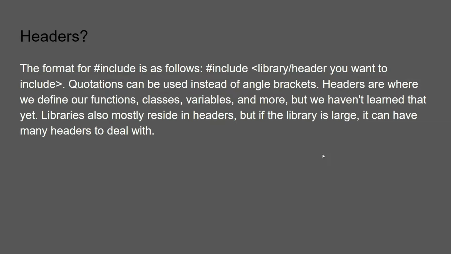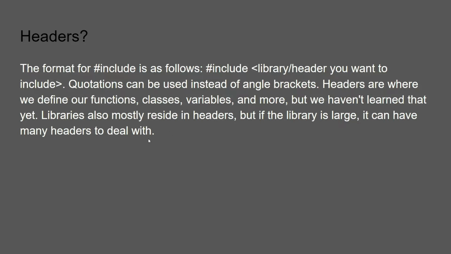The format for the hash include is as follows: hash include, and then an angle bracket, and then the library or header that you want to include, and then the end angle bracket. So you just type in the name of the library or the header you want. Quotations can also be used instead of the angle brackets.